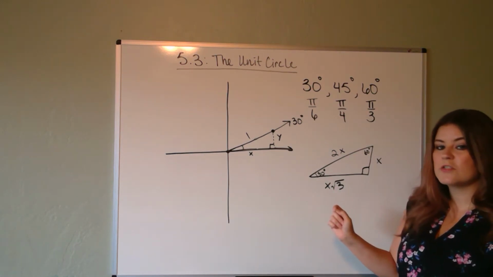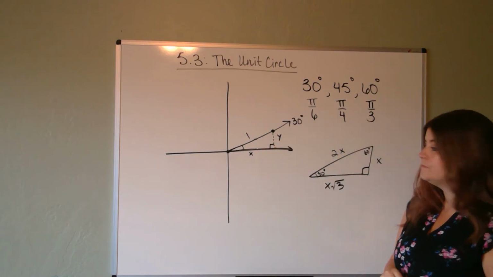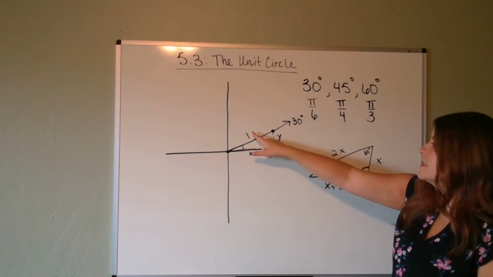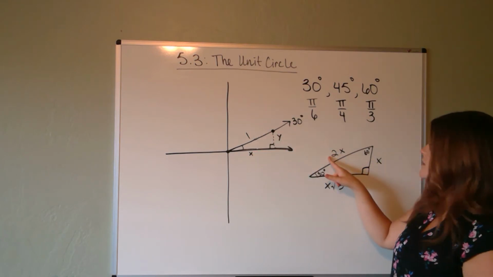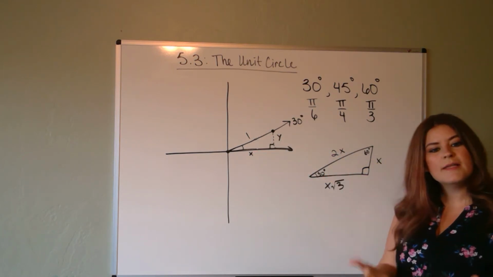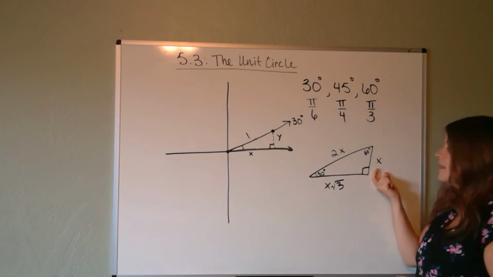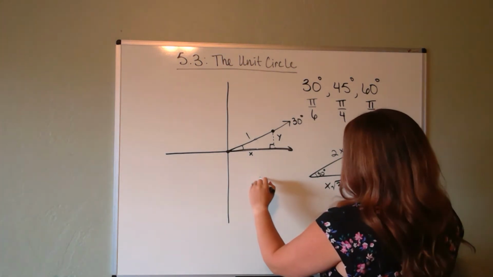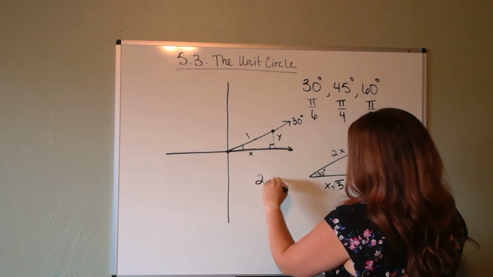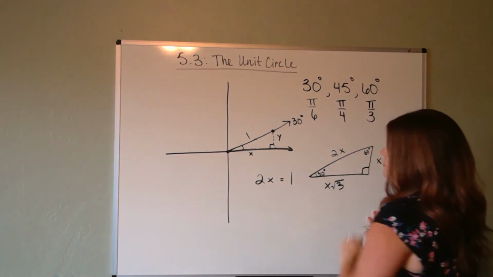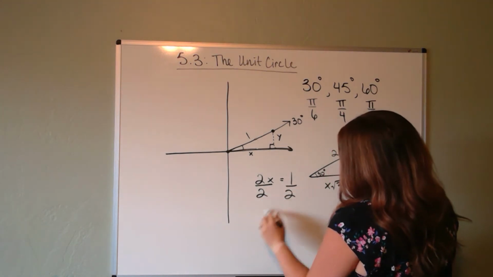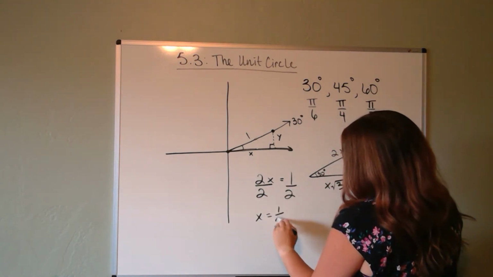Which piece of information do I have about this triangle? I have the hypotenuse. So what I'm saying is 1 is like the 2x here. Let's solve for x, and then I'll find the length of the short side. So if the hypotenuse is 2x, and I know the hypotenuse equals 1, if we divide by 2, I get x equals 1/2.